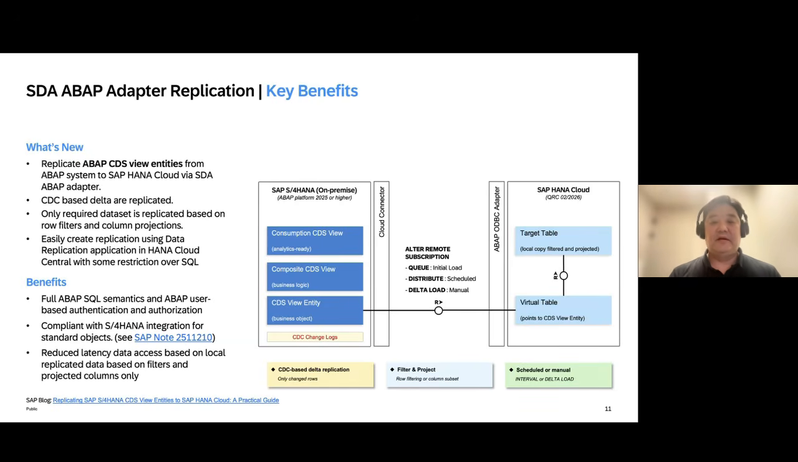Since we're replicating the data from the on-prem into the HANA Cloud, the key benefit is that there's lower latency in accessing the data, and also it is fully ABAP SQL compliant with the ABAP semantics as well. Also, the key difference over RTR is that we do allow filtering based on some conditions, and also a subset of data by selecting only the needed columns to be replicated in HANA Cloud.